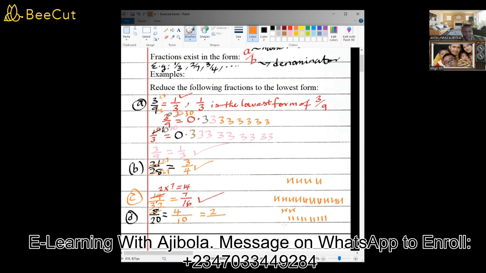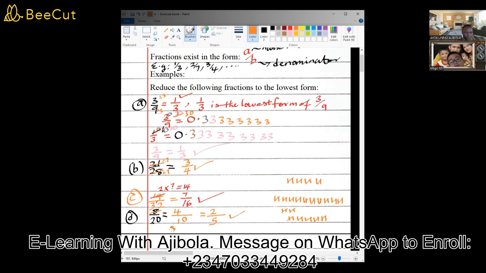Yes. How many 2 will you see in 10? Can you check it? 1, 2, 3. How many 2 can you count in 10? 1, 2, 3, 4, 5. So how many 2 is in 10? 5. That's correct. So this is 2 over 5.